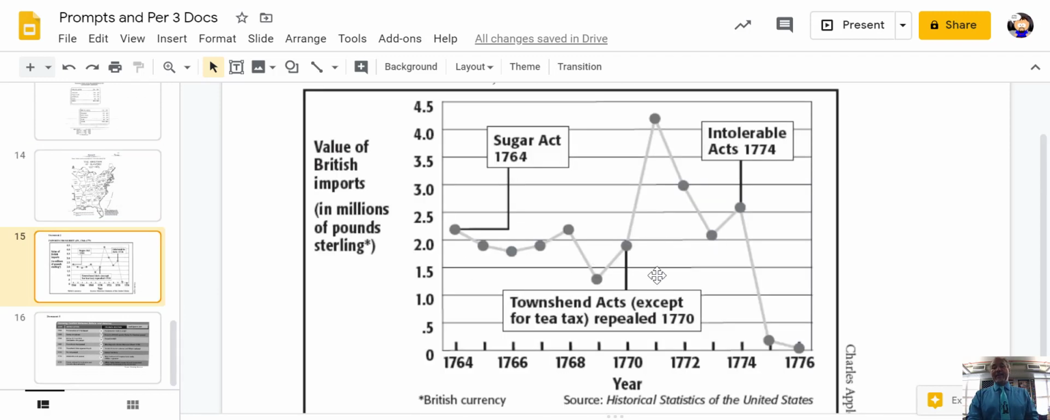What I like about this one, just real quick, is that this shows you that the value of British imports increased right after they repealed the Townshend Acts, but it was going down before. And then you get the Tea Act again, and it really goes down at this point. It really takes a nosedive after they passed what we call the Coercive Acts, because the colonists didn't tolerate it. So it's a good graph to know.